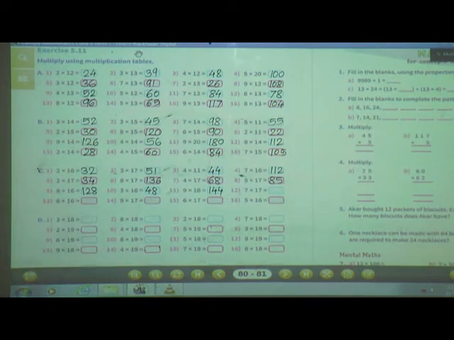Next, 7 into 17. That is 17 7s are, say the table of 17 now. Textbook is there in front of you. Say the table of 17. 17 7s are 119.